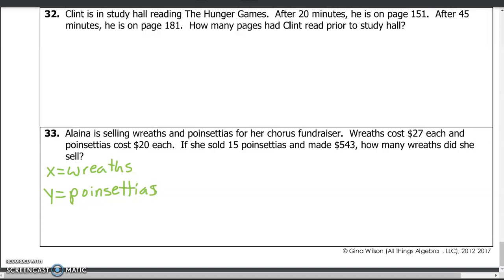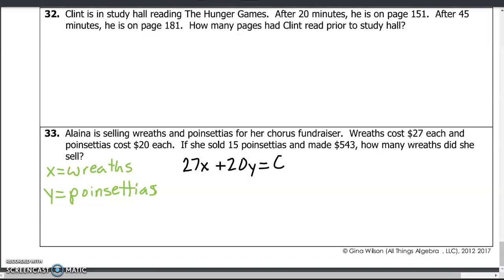All right, and now we can write our equation. So we've got standard form, remember, is the whole ax plus by equals c. So we've got $27 for each of our wreaths. So we're going to put 27x plus $20 for each poinsettia. So 20 times y equals, and then that would be your c, which we're just going to put C for now, right? Because we're just going to make an equation.